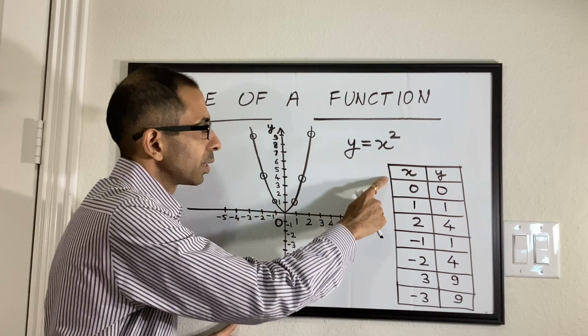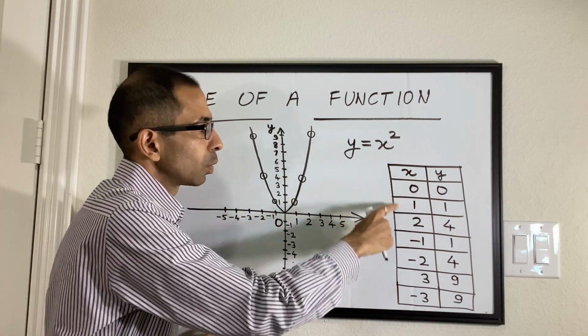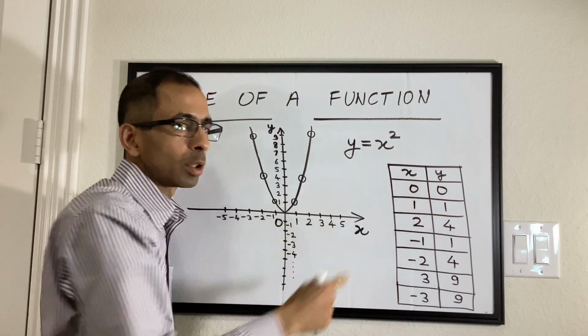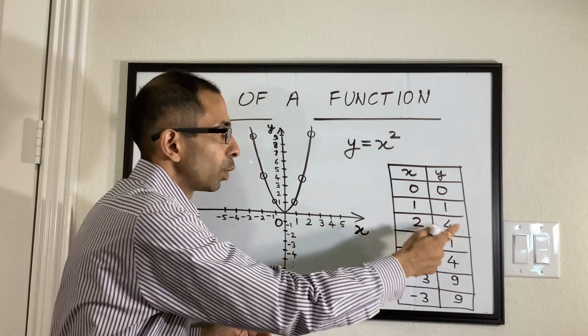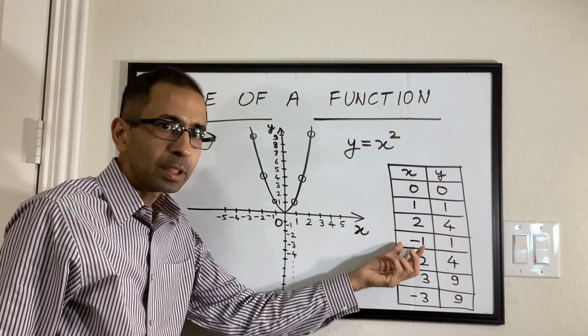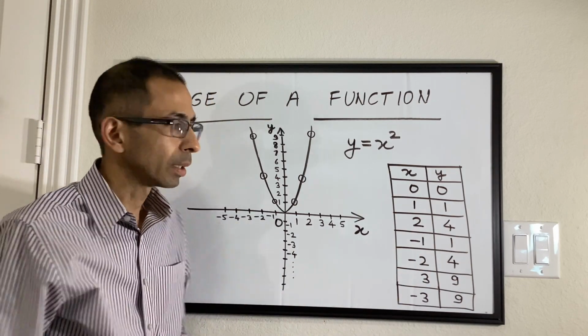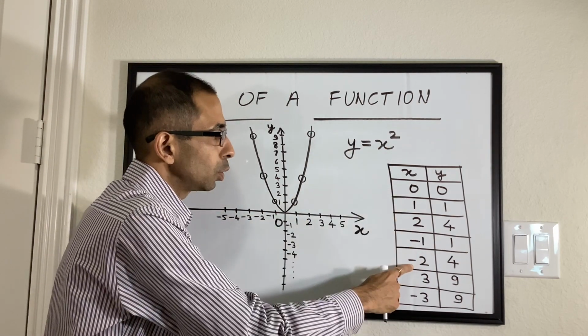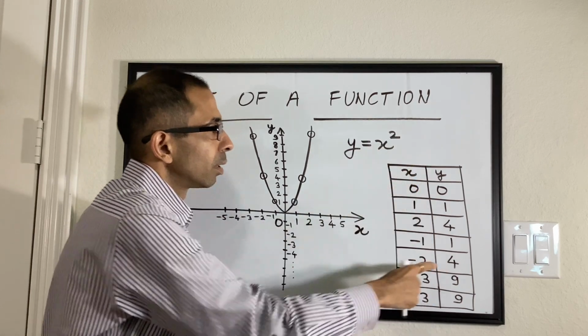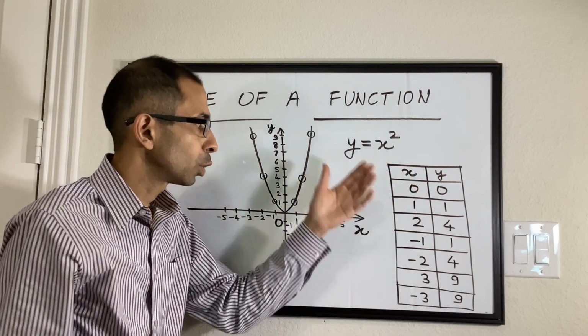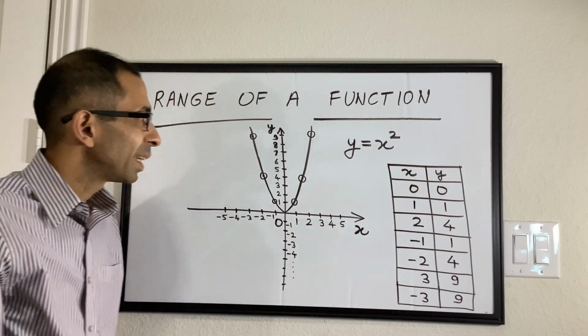So for x equal to 0, we have y equal to 0. For x equal to 1, we get y again 1 because 1 square is 1. For x equal to 2, y is 4. For x equal to minus 1, we have y still 1 because minus 1 times minus 1 is again 1. For x equal to minus 2, we have y 4 because minus 2 times minus 2 is 4, and so on and so forth, right? So basically what do we see?